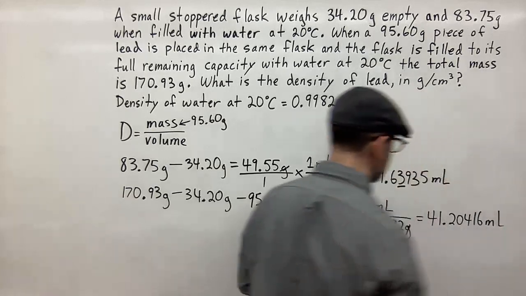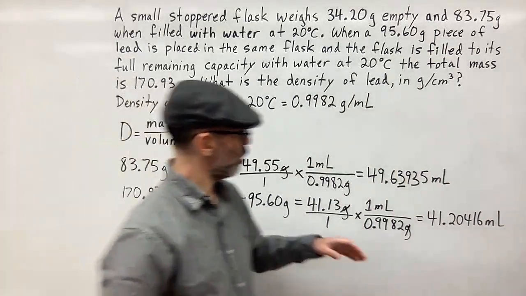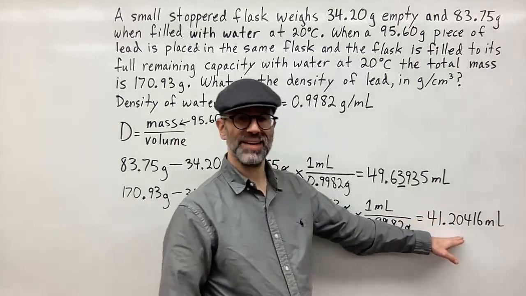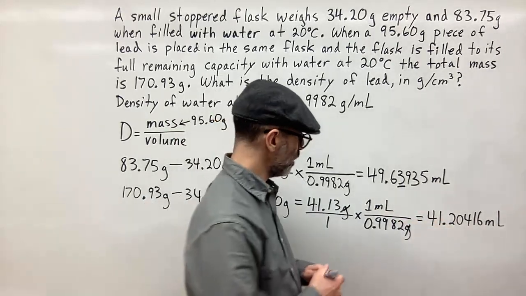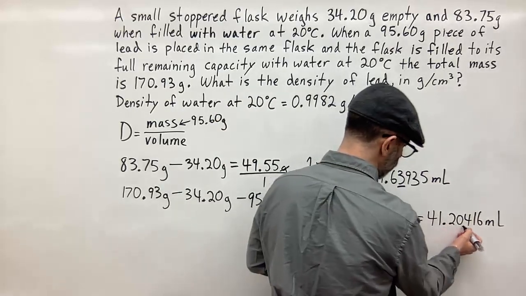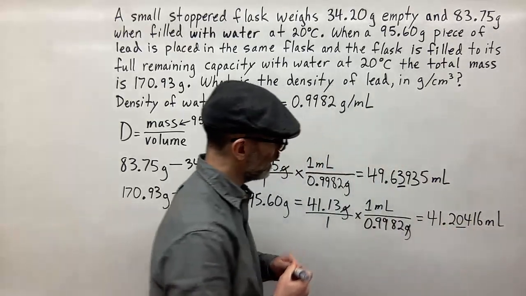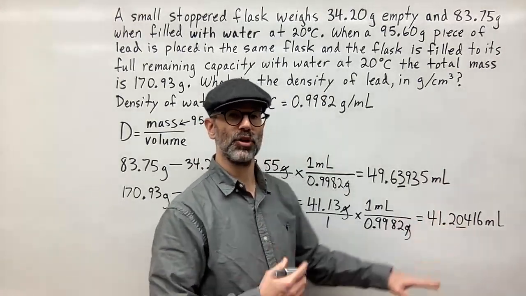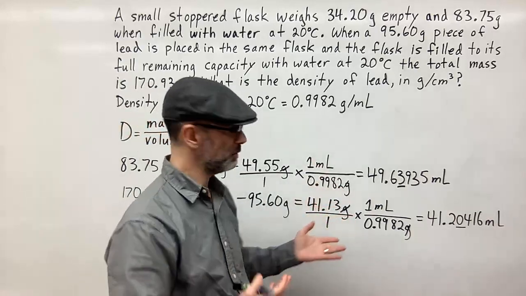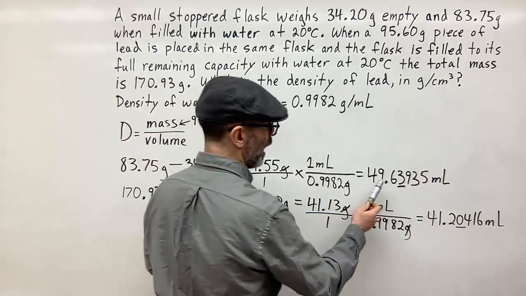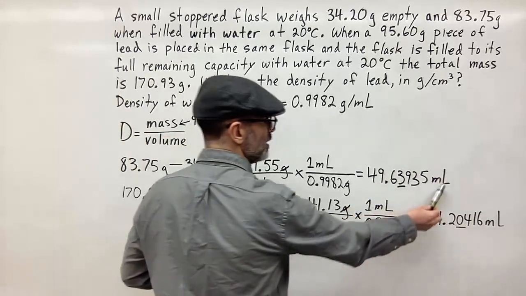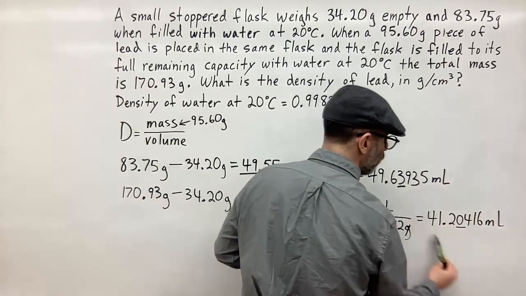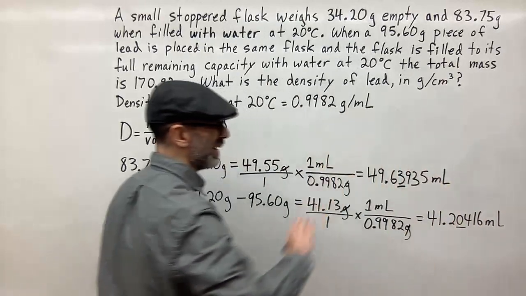41.20416 milliliters. Okay, so again, here I have 4 sig figs, 4 sig figs. So my answer should have the same number of sig figs as the least number, which is 4. So 1, 2, 3, 4. So I'm going to underline that one. Again, I should keep at least one extra digit if I'm going to use this in a further calculation, and I am going to use this. Okay, so now I have milliliters. So this is the volume of the empty flask. This is the volume of the space left over with the lead in the flask.